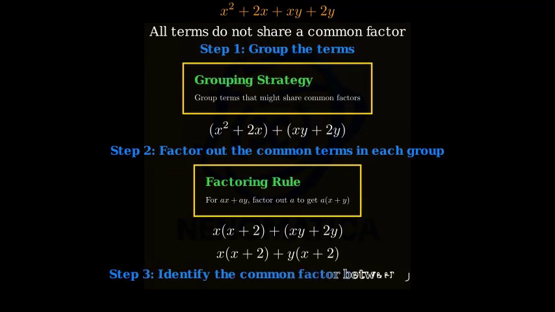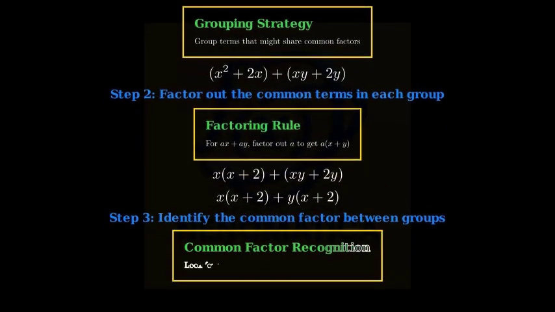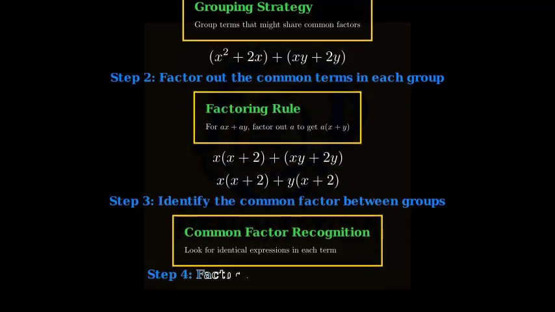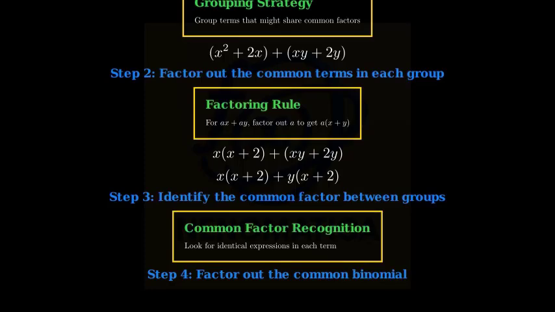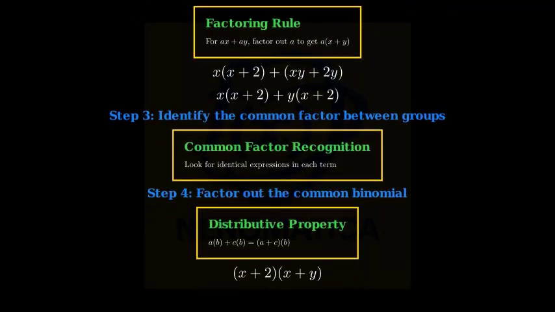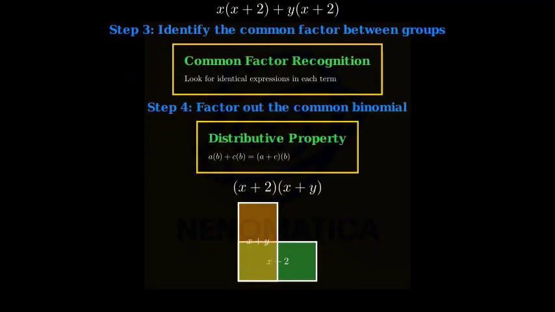In step 3, we can see a common factor appearing between our two groups. Do you notice that x plus 2 is common in both groups? This x plus 2 is our common binomial factor. In step 4, now we can factor out this common binomial from both terms. We can rewrite our expression as the common factor x plus 2 multiplied by the sum of the remaining coefficients, x plus y. So our fully factored expression is x plus y times x plus 2.